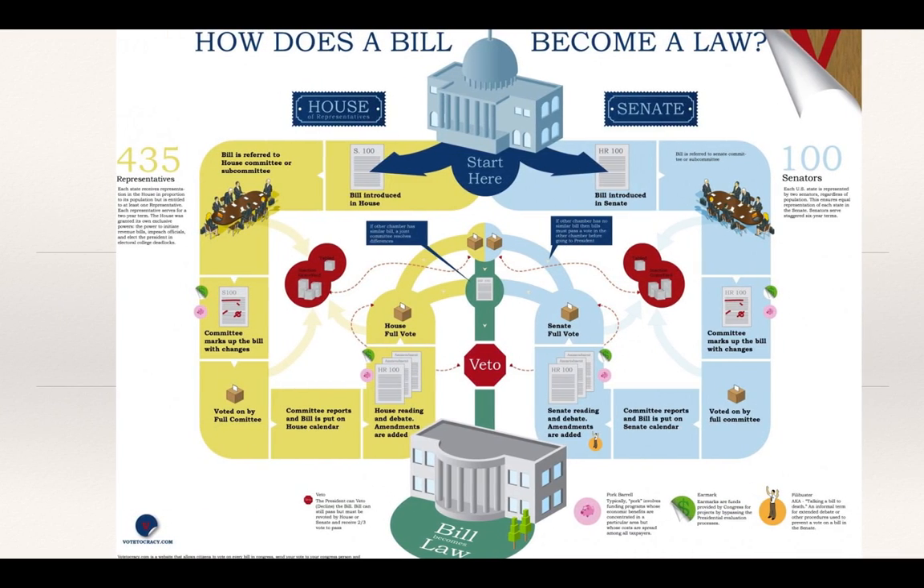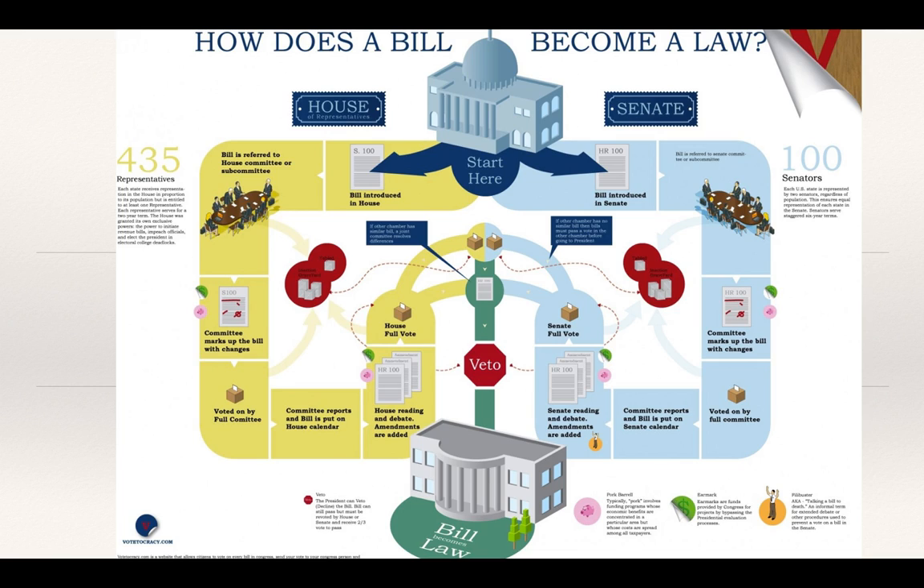As you can see with this diagram right here, a bill can either start in the House or it can start in the Senate. If it starts in the House, 435 people need to vote on the final process. If it starts in the Senate, 100 people need to vote on the process. And then it'll flip houses and it'll begin again.